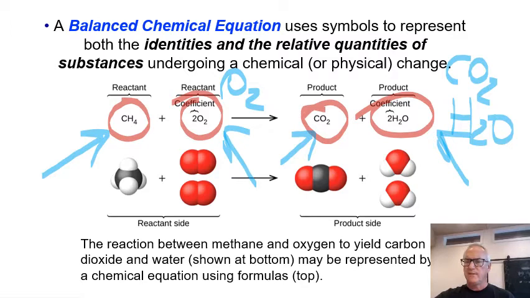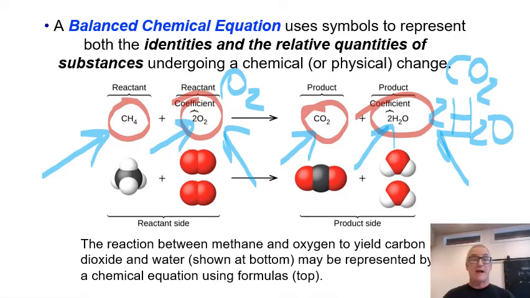That's 3 atoms of oxygen. That's not balanced. So what do I do? I add another mole of water to give me an even number of oxygen atoms. Now I have an even number. Now I've got 4. So I go back. I need 4 oxygens now on the reactant side. So I put a 2 there.